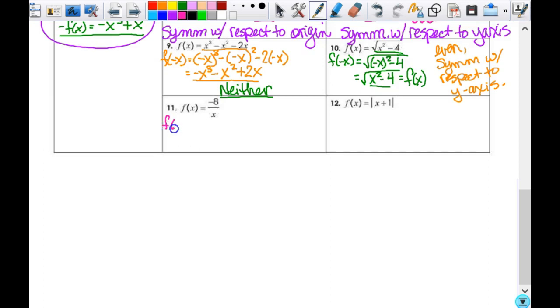So f of negative x is equal to negative 8 over negative x. I just substituted it. I left off my parentheses there, but is that okay? In this case, it's fine. It doesn't change the meaning of it. So if you put them, great. If you don't, whatever. Can I simplify that? Yes. What does it become? Well, what happens when we have a negative over a negative? It's positive. So this is really just 8 over x. So obviously not the exact same as this f of x here. But is this equal to negative f of x?